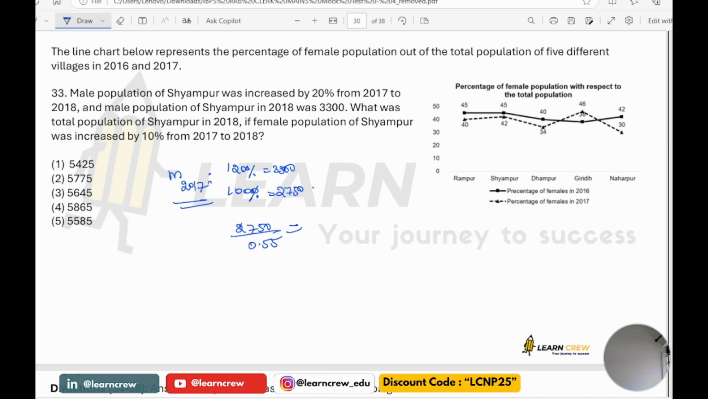In 2018, the female population of Shampur in 2018 is how much? 10% more means 110%. So 110% of 2250 is how much? 2475. So 2475 plus 3300. What is the sum of these two? 5775.